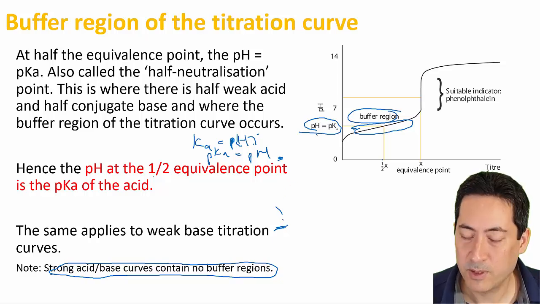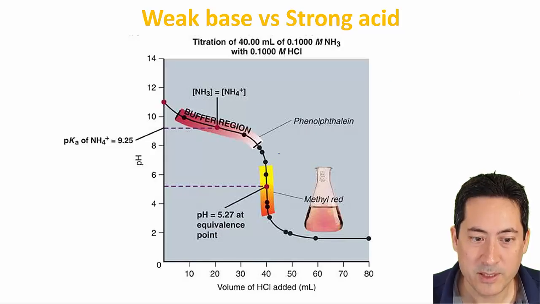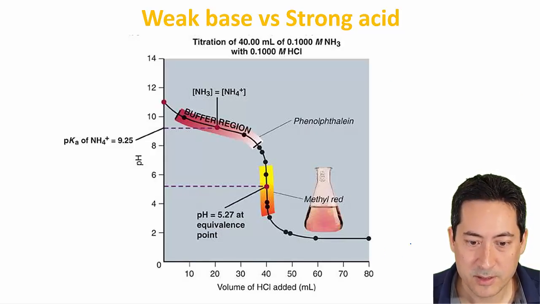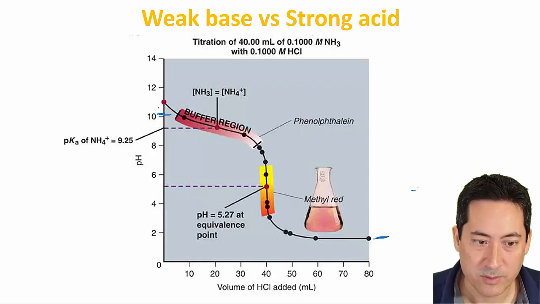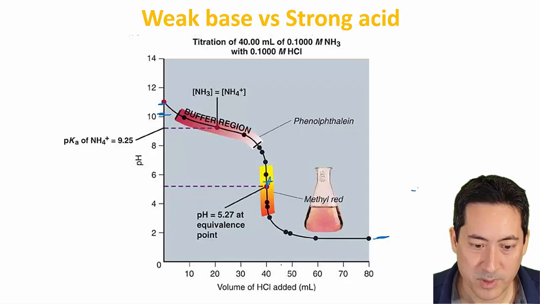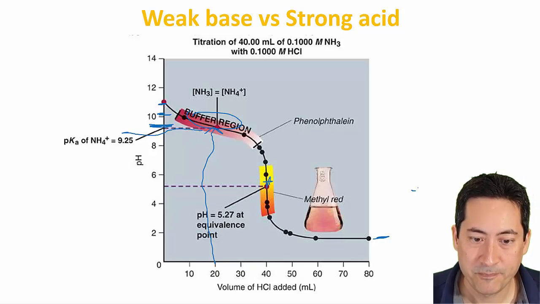So let's move on to those curves, and we have here the weak base, strong acid. So you can see that this is about 1. This one's quite high actually, 11. It's ammonia, even though it's a weak base. And so you have the equivalence point here, 5.27. And so half of this volume here, 40, should be about 20. And so that gives you the pKa of the acid, read across here. So that's the buffer region.